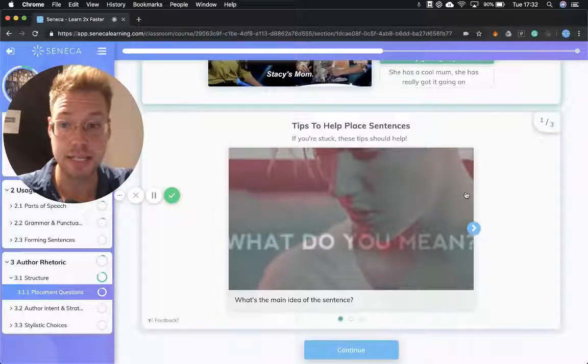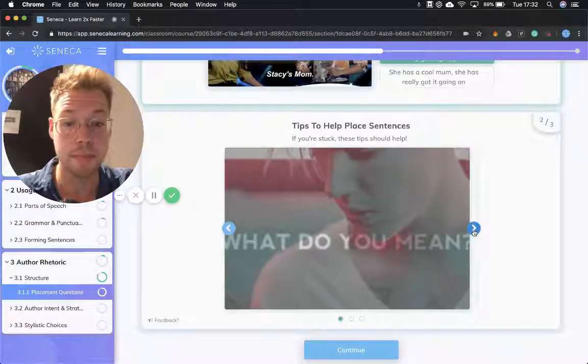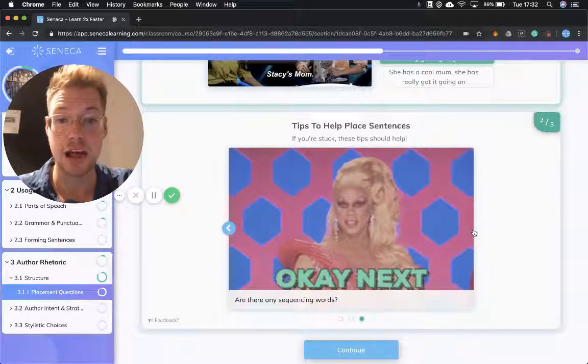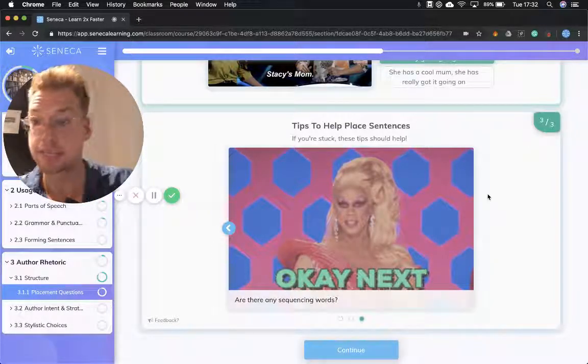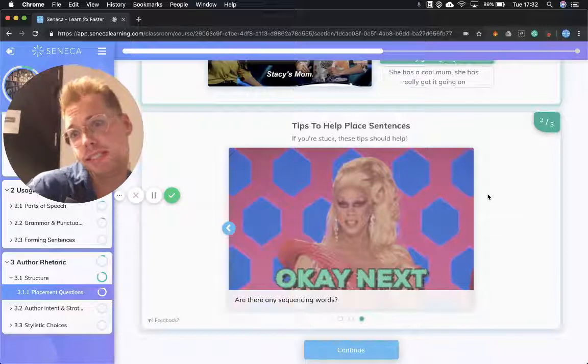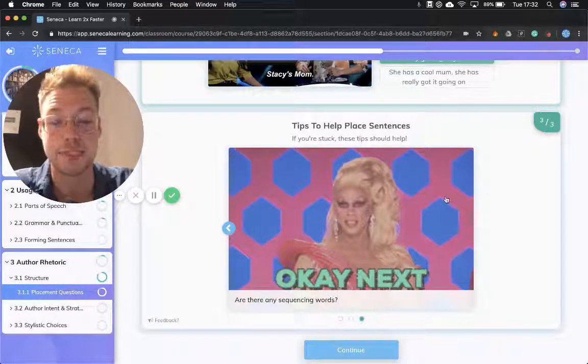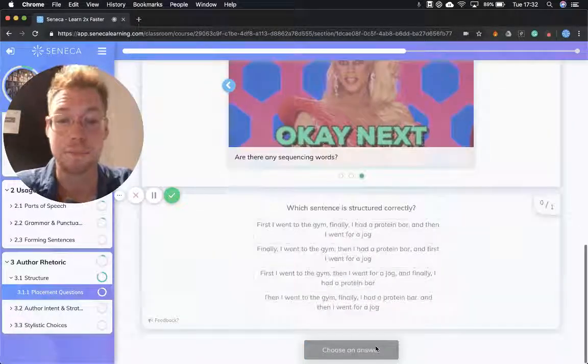To help place a sentence, remember three things. What's the main idea of the sentence? Are there any pronouns in the sentence? And are there any sequence words, like next? It's hard to come up with words sometimes, but you know what I mean. Are there any sequencing words that can help you place the sentence?